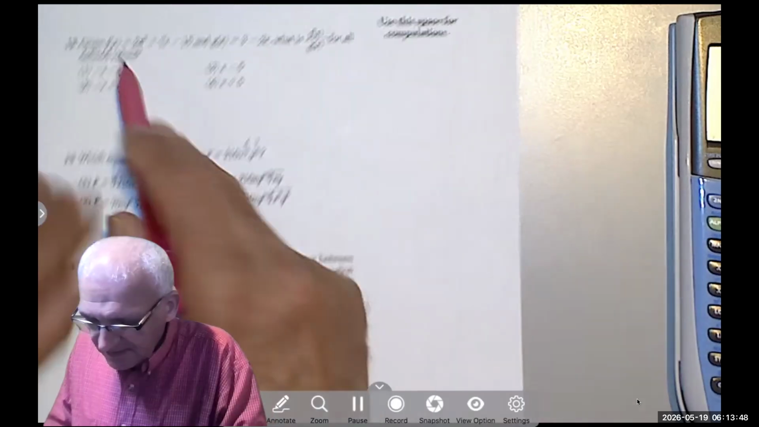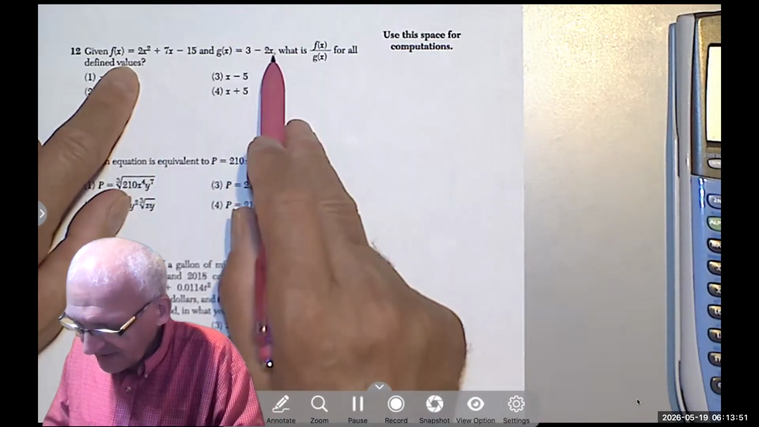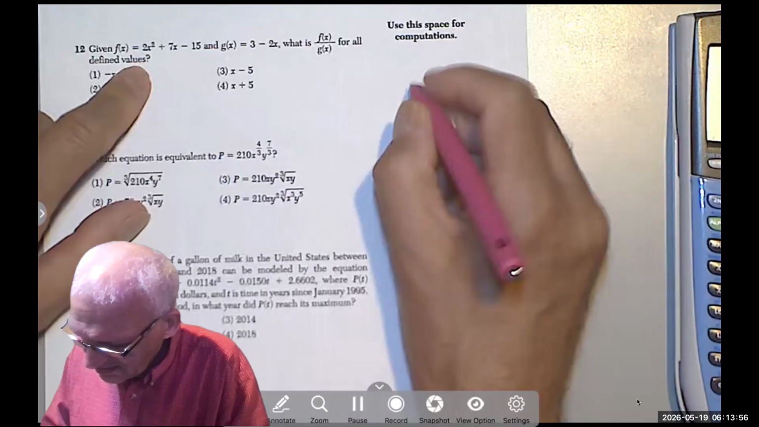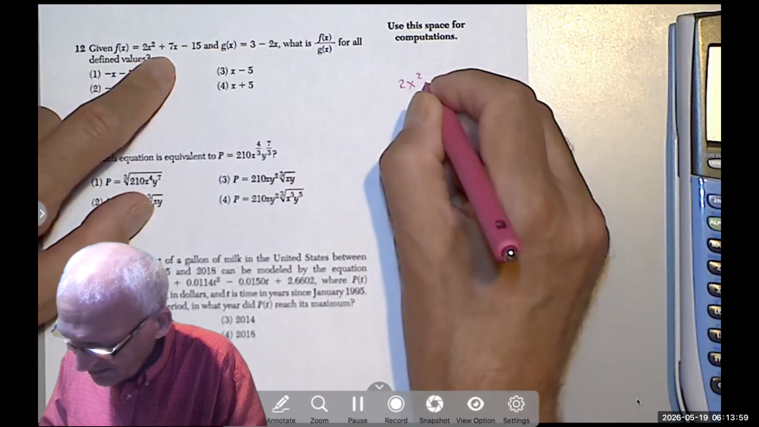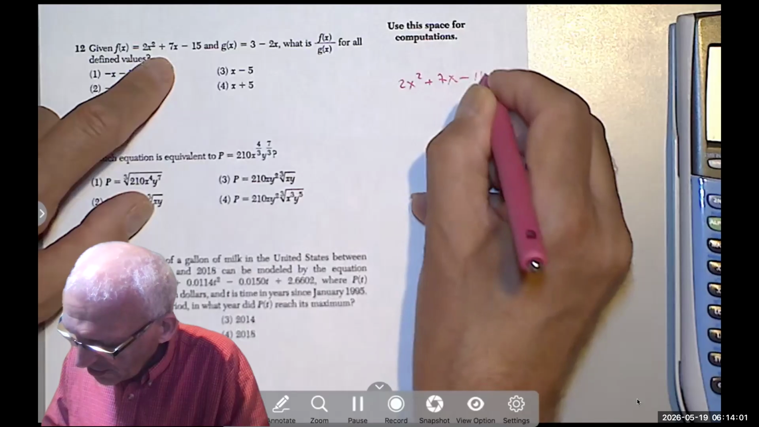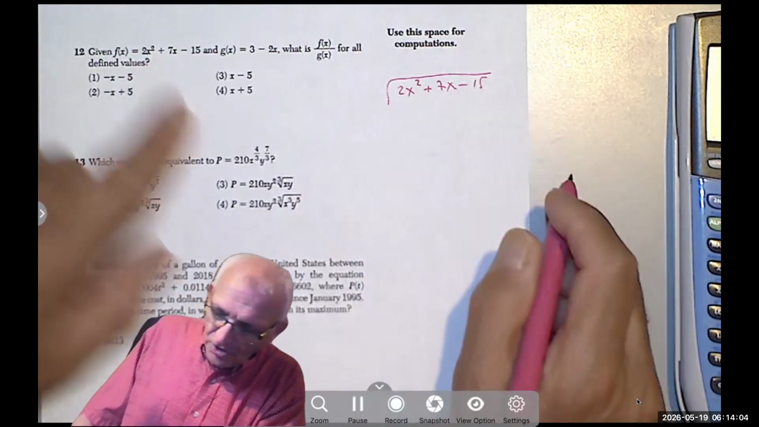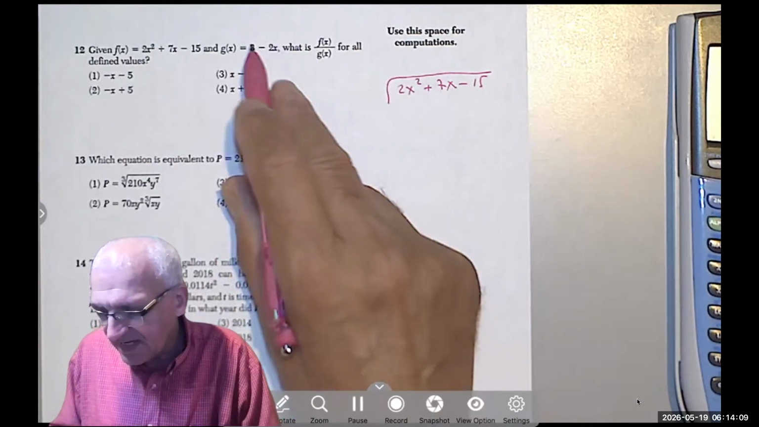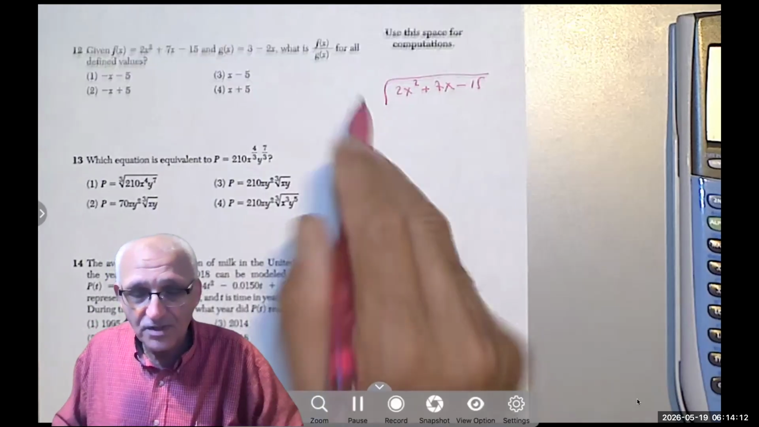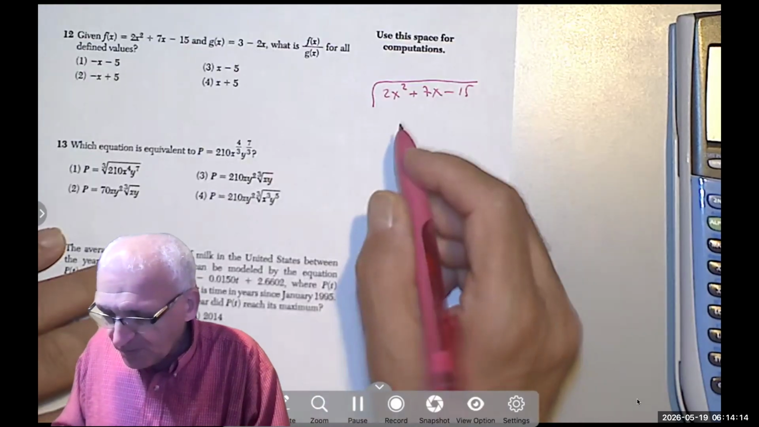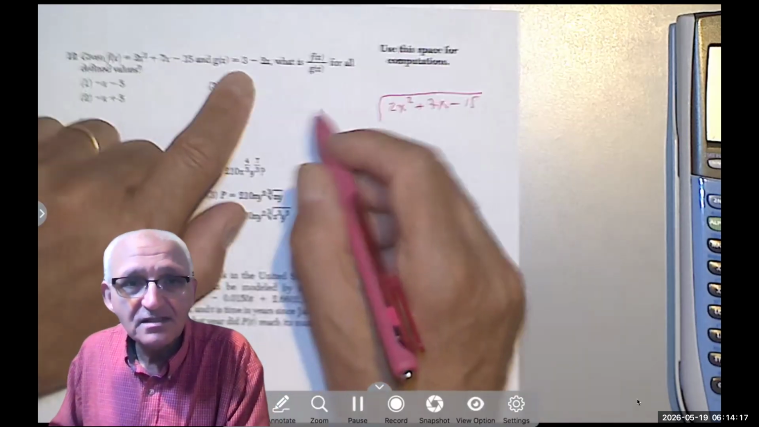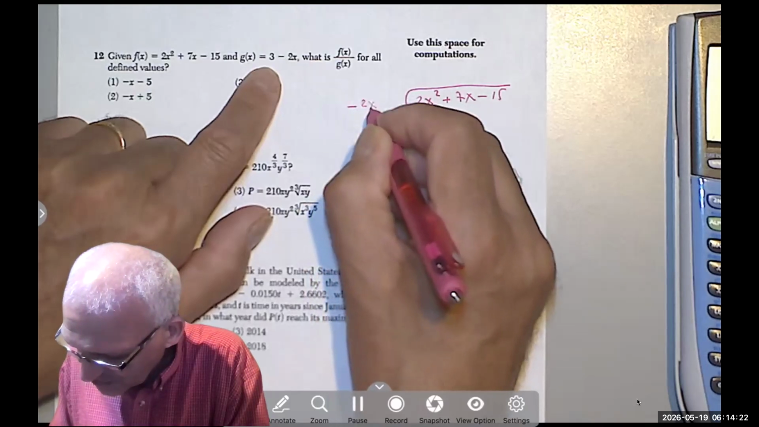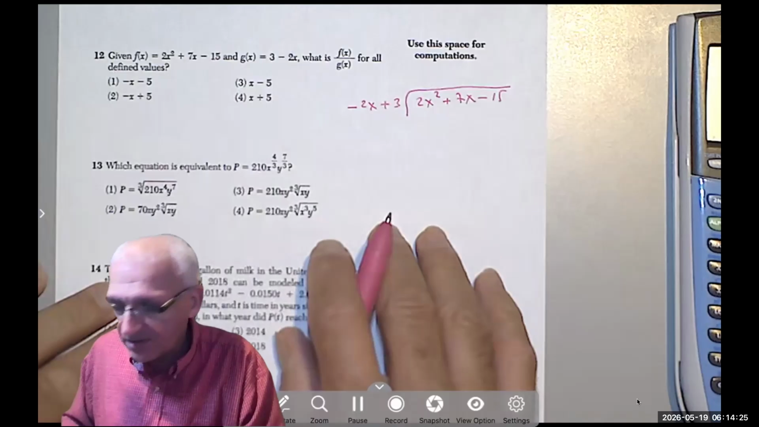Alrighty, given f of x and g of x, what is f of x divided by g of x? Another division. Okay, 2x squared plus 7x minus 15. When you do long division, you can say, well, 3 equals 2x, so x is 3 halves, and you use 3 halves here with synthetic division. But when you divide, you have to write it in the proper order, meaning the standard order. You have to write the x first, then the constant, not the other way around.